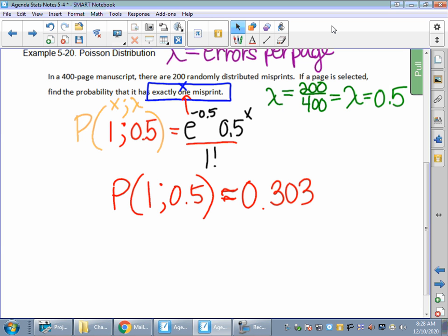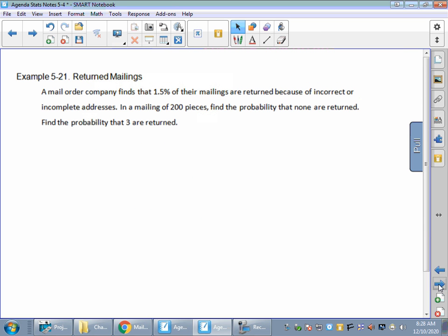All right, let's do one more. I think it's the last example. So, returned mailings. A mail order company finds that 1.5% of their mailings are returned because of incorrect or incomplete addresses. In a mailing of 200 pieces, find the probability that none are returned. Find the probability that 3 are returned. So 2 questions.